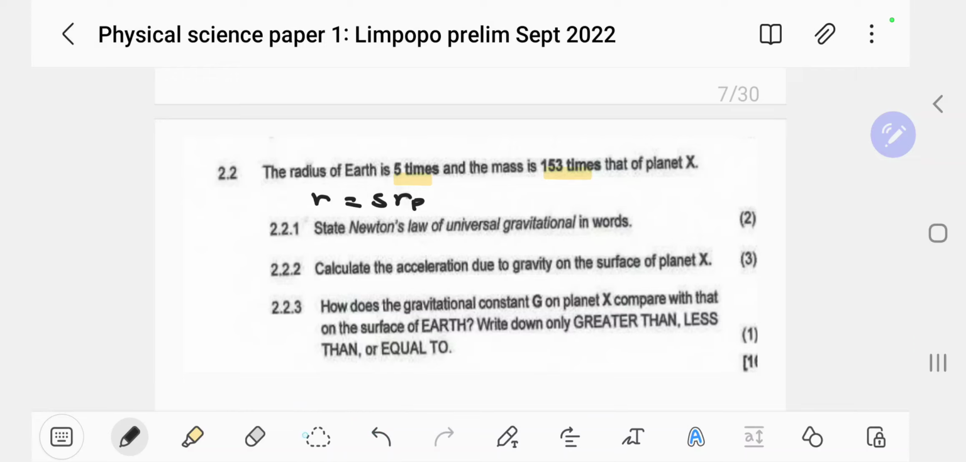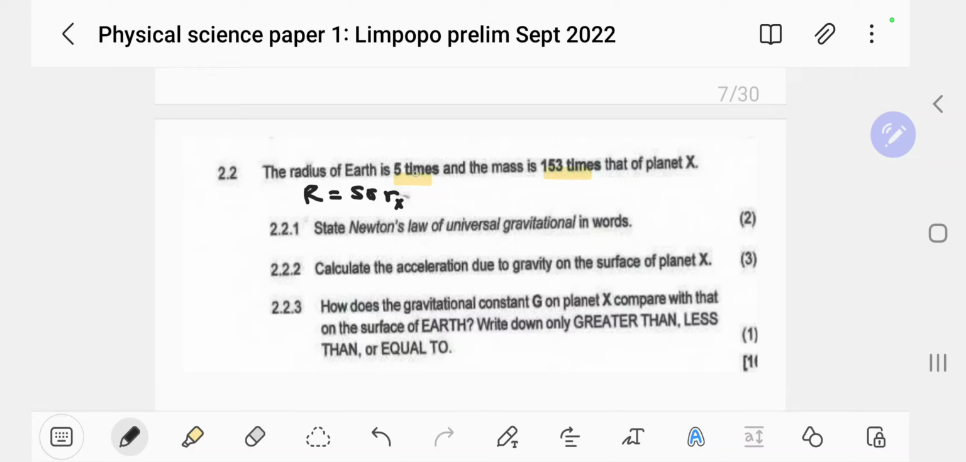What can we say, man? What can we say? Maybe let's do it this way and say the story here says the radius, if we say capital letter R is the radius of the earth, it is going to be 5 times the radius of planet X. Okay, so what does that mean?